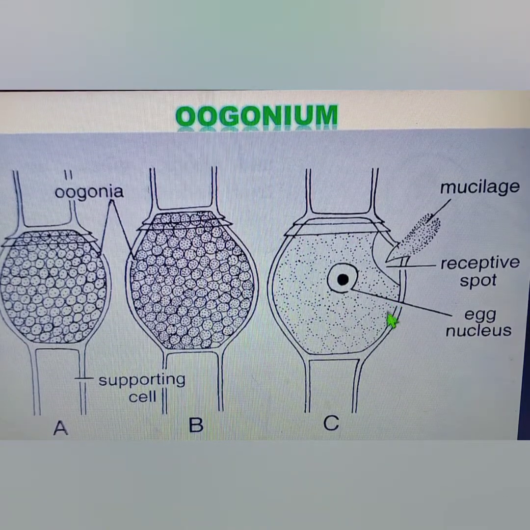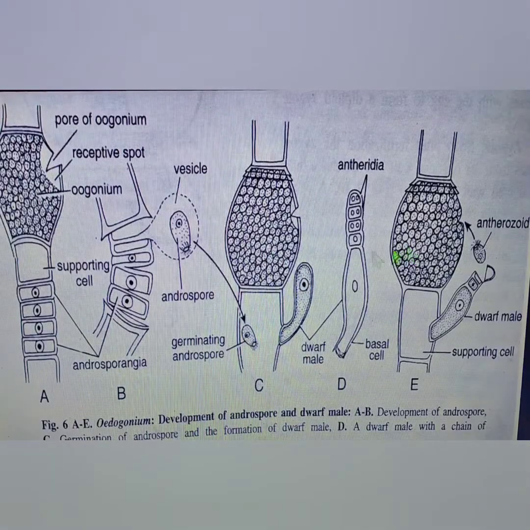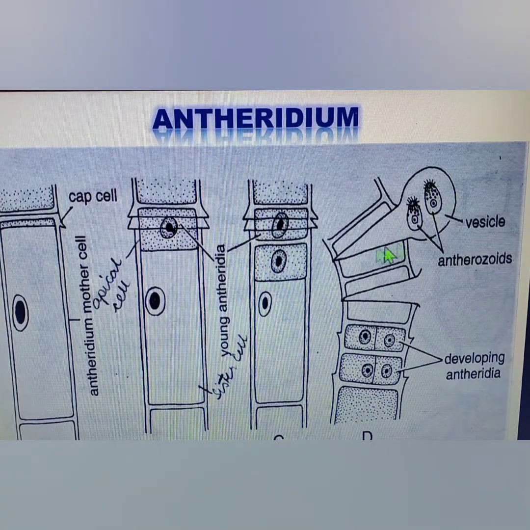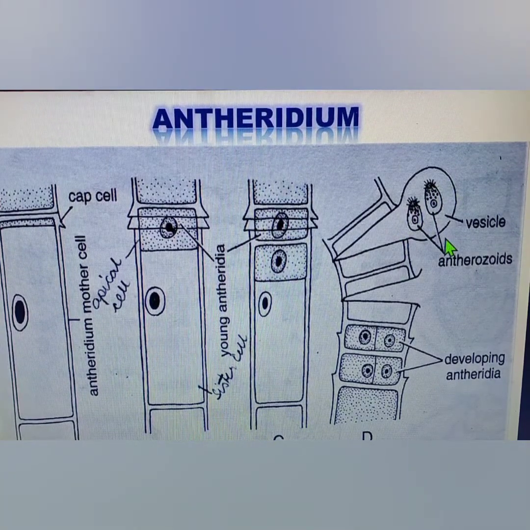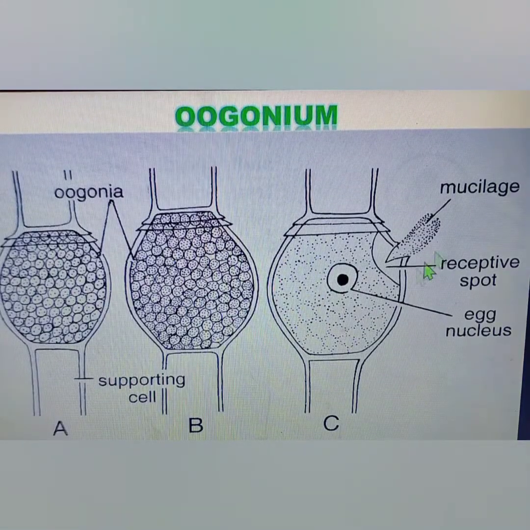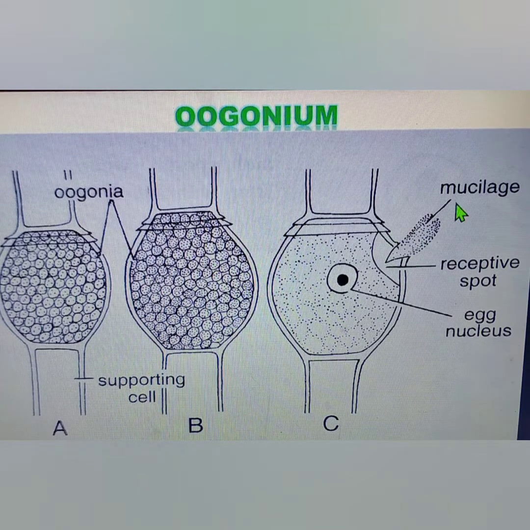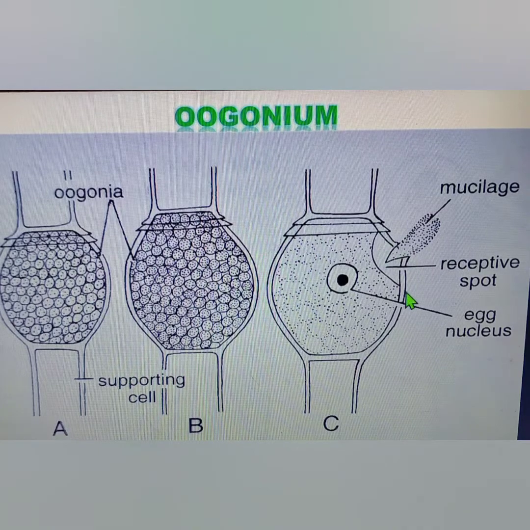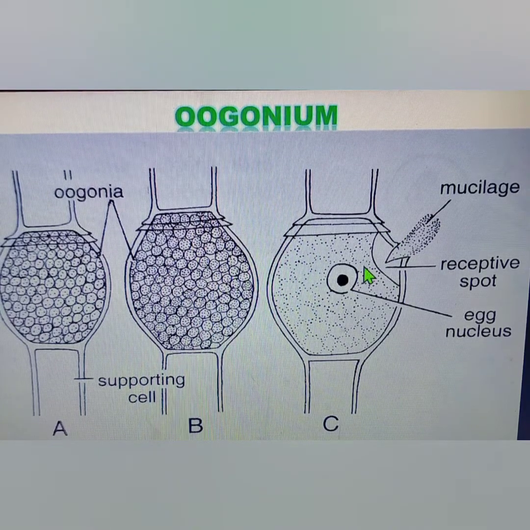So they are attracted chemotactically towards the major oogonium, and if you remember, usually two Antherozoids are formed in a single Antheridium, but usually only a single Antherozoid will enter the oogonium through this opening, that is the receptive spot which is present on the oogonial wall, on the wall of the oogonium.